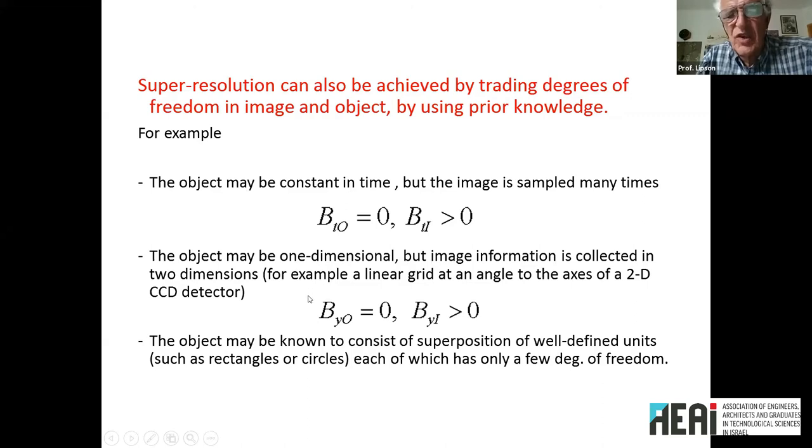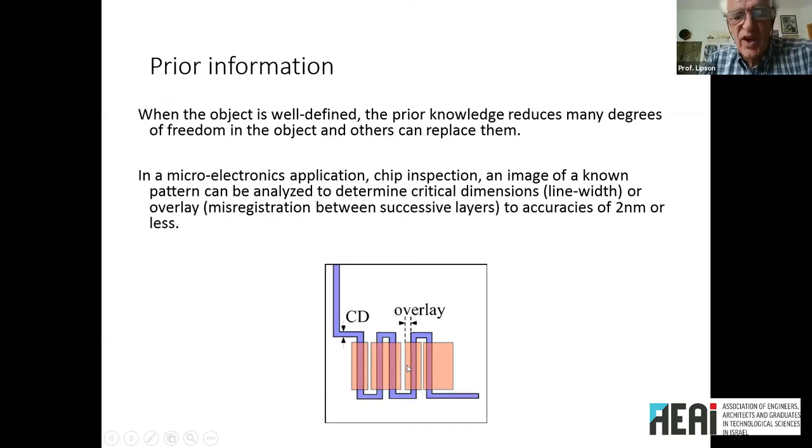We know what the object should look like. Therefore, the number of degrees of freedom in the object is small in, let's say, the x direction, because we know it's a series of stripes. By imaging it with a large number of elements on the CCD in the y direction and the x direction together, we can use the fact that we know that one dimension is a straight line, and that's defined, and therefore find a lot of information about the other direction. And this is used in microelectronics. This is the example of measuring overlay, which is done in the system of KLA, for example. If we know the system looks like this, we don't need to worry about the degrees of freedom of, let's say, the length of this part or the length of this part and so on.